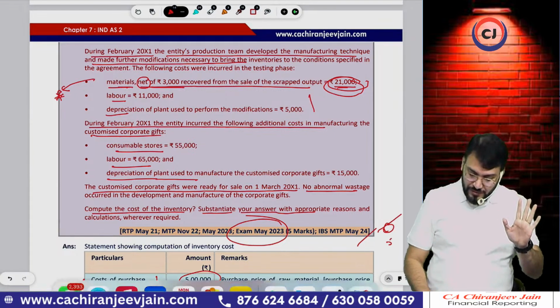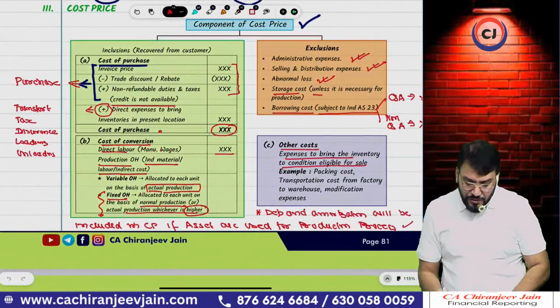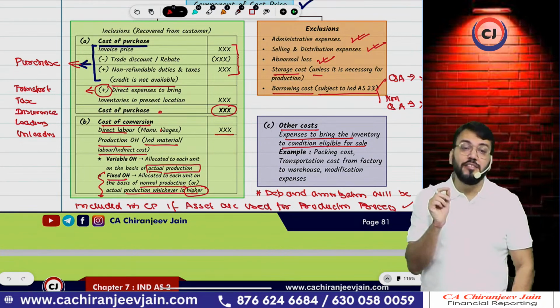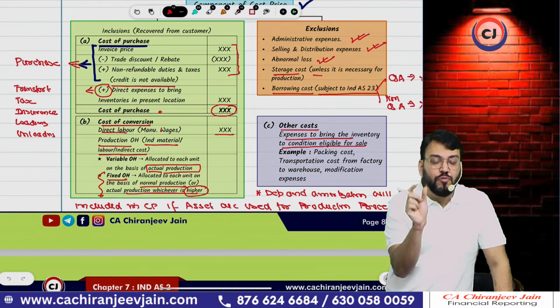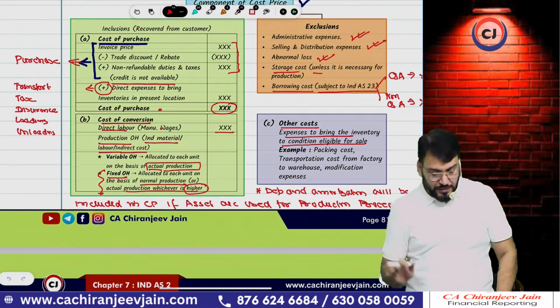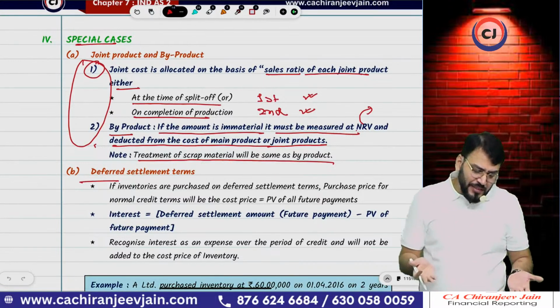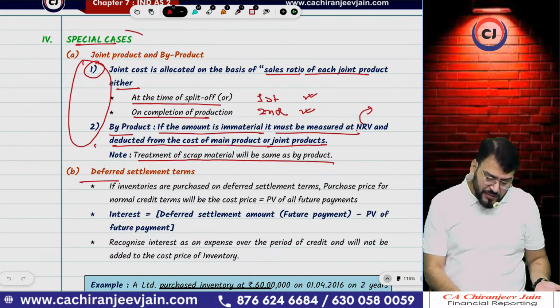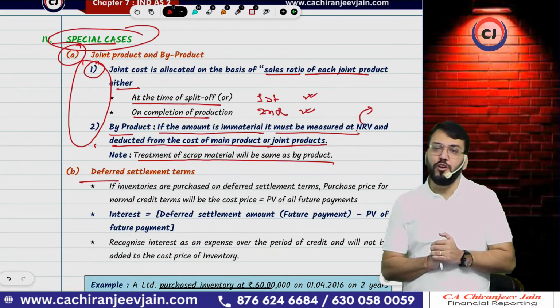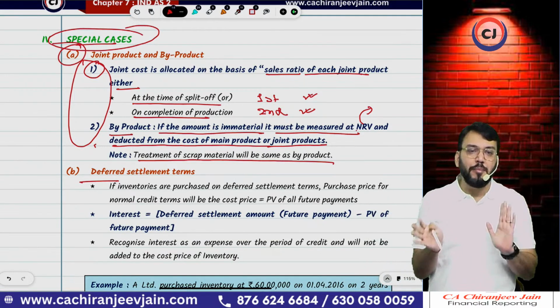Okay, sir. Done. So this type of question can be asked once again. In CA Final level, these three components are important. What will come in cost of purchase? What will come in cost of conversion? What will come in other cost? Have you understood? Yes, sir. We have done this in the last class only. Special cases also we have done. Two special cases we have done: one special case about joint product and byproduct. Any doubt in joint product and byproduct?